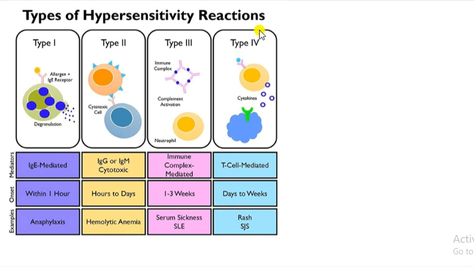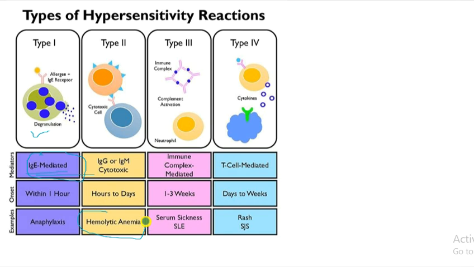There are four types of hypersensitivity reactions that occur in our body. We can classify them into four types. First, type 1 is the anaphylactic type reaction. In the anaphylactic type reaction, the mediator is IgE, and most of the allergies that we see are type 1 hypersensitivity reactions.